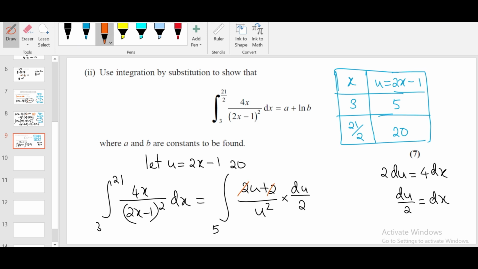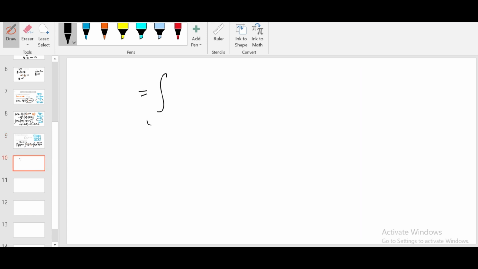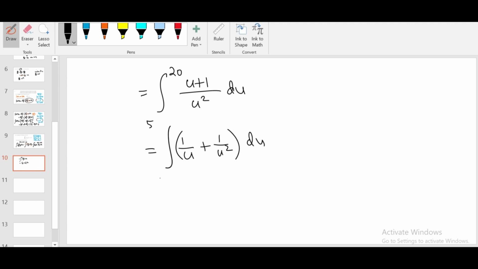So basically if you take 2 as a common factor, you can cancel with this. So you get u plus 1 divided by u square. You get integral u plus 1 over u square du, 5 to 20. I'm going to split it, u over u square plus 1 over u square, 5 to 20. So 1 over u becomes ln modulus u, and then 1 over u square is basically u power minus 2. So when you integrate, you will get u power minus 2 plus 1 by minus 2 plus 1, which is basically minus 1 over u.